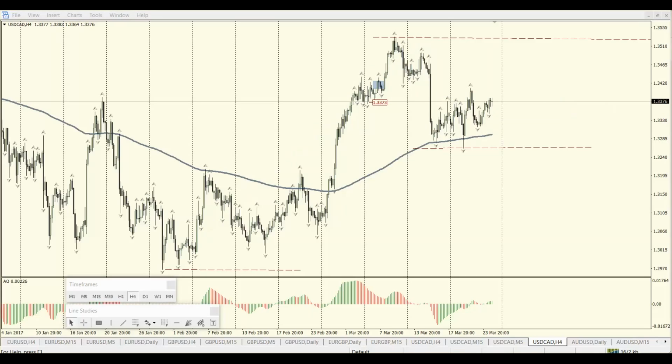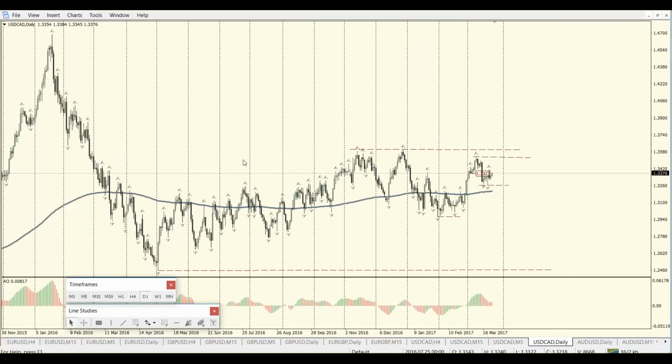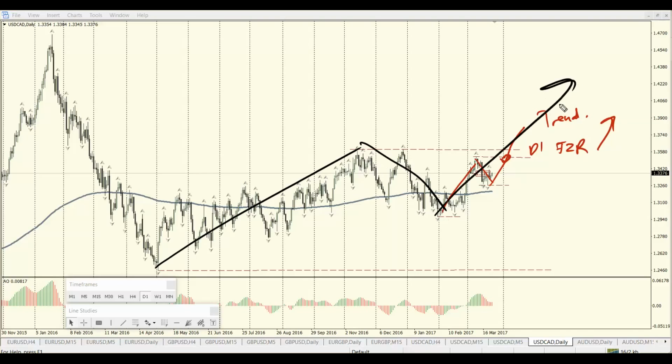So for now, I'm watching two reference points. The first one is here. I'll just switch to a higher time frame. Here's that reference point. If we break through it, then we will have a D1 FZR up, and we will move to a trend phase up. Also here, as you can see, there is a reference point not too far away for the weekly time frame. So we will have an FZR of weekly, and the D1 trend will grow into a weekly trend up. So that will be an interesting moment to trade.